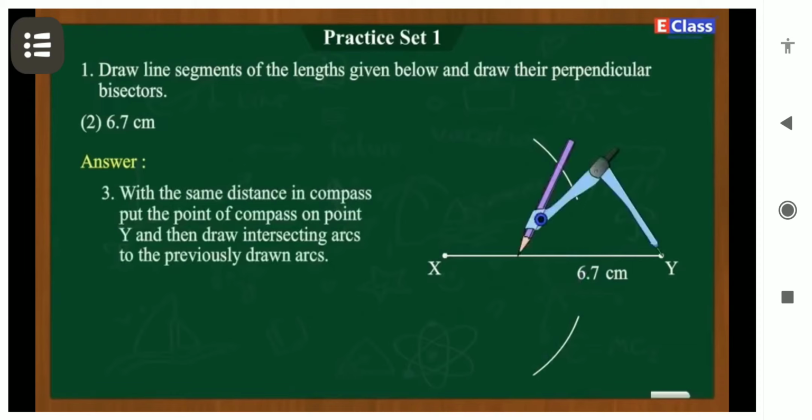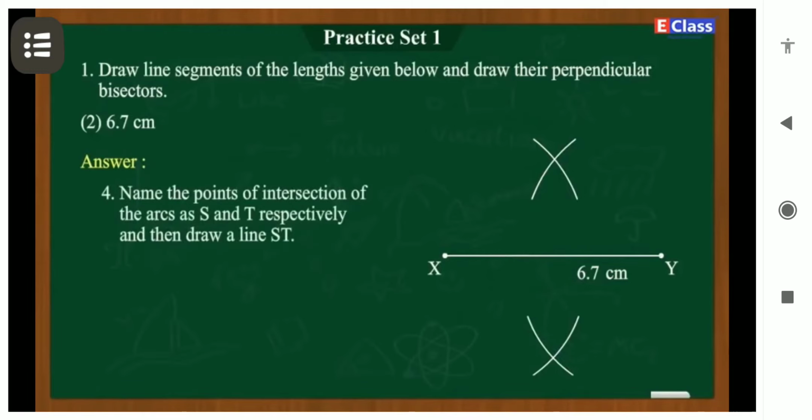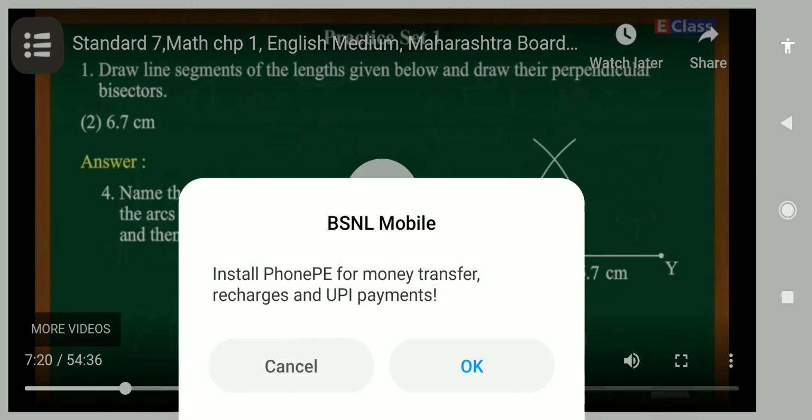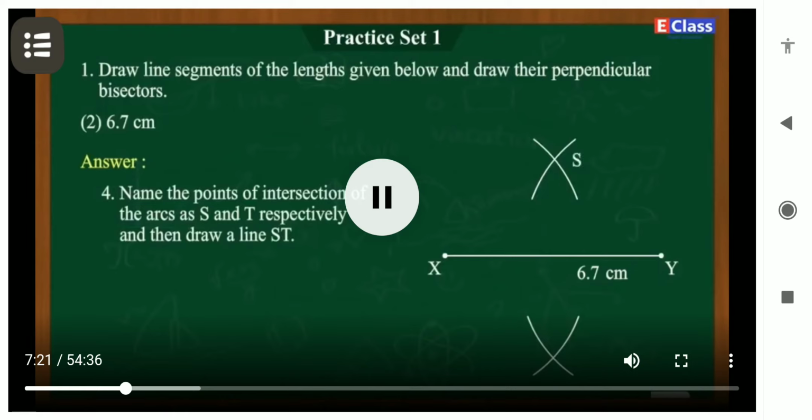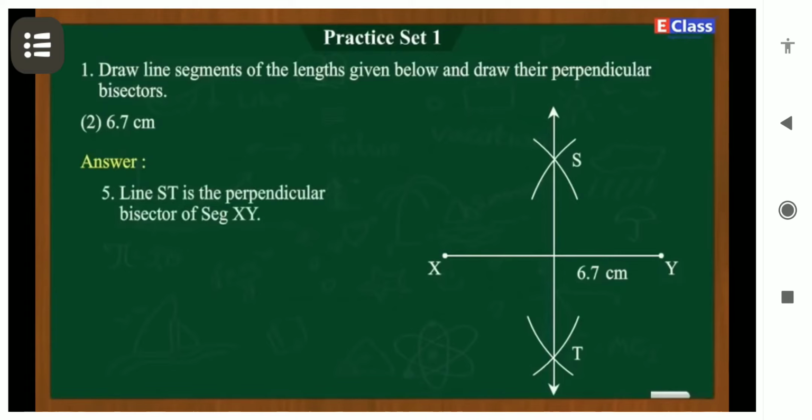3. With the same distance in compass, put the point of compass on point Y, and then draw arcs intersecting the previously drawn arcs. 4. Name the points of intersection of the arcs as S and T respectively, and then draw a line ST. 5. Line ST is the perpendicular bisector of segment XY.